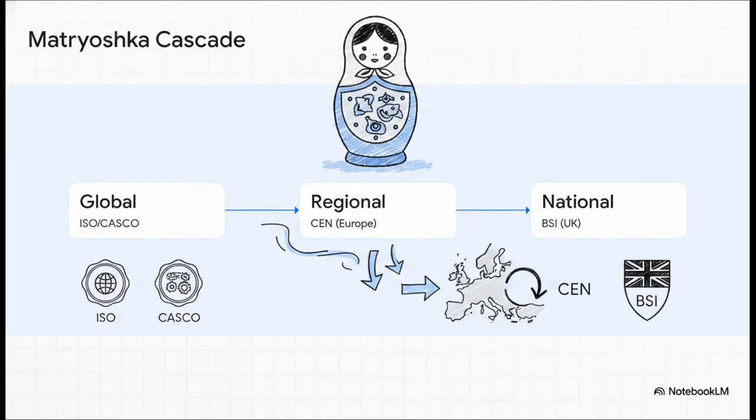And this brilliantly illustrates our complete matryoshka cascade. The rules start big at the global level with ISO and CASCO. Then they cascade down to the European regional level with CEN. And finally, they land at the national level, in this case with the British Standards Institution, or BSI. By mapping it out like this, you can clearly see the unbroken chain of custody for international scientific standards.